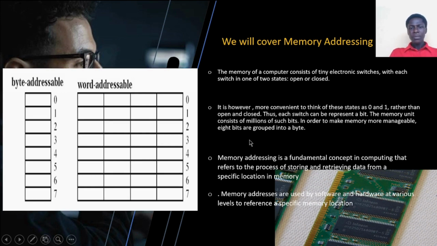So take note. Memory addressing is what? A fundamental concept in computing that refers to the process of what? Storing and retrieving data from a specific location in memory. So with memory addressing, all that we want to know is how data is being stored in the memory so that we can retrieve it later in the future. Memory addresses are used by software and hardware at various levels to reference a specific memory location.